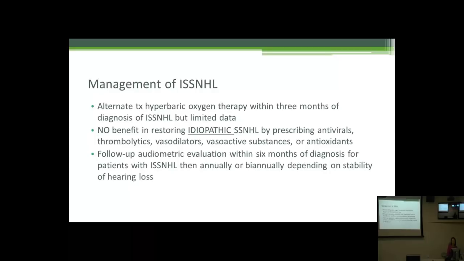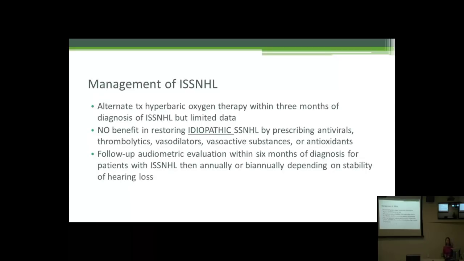Antivirals are of no benefit in these patients because they have not proven to be beneficial. Vasodilators, thrombolytics, and other antioxidants, again, have had no benefit in reversing sudden sensorineural hearing loss in these idiopathic patients.